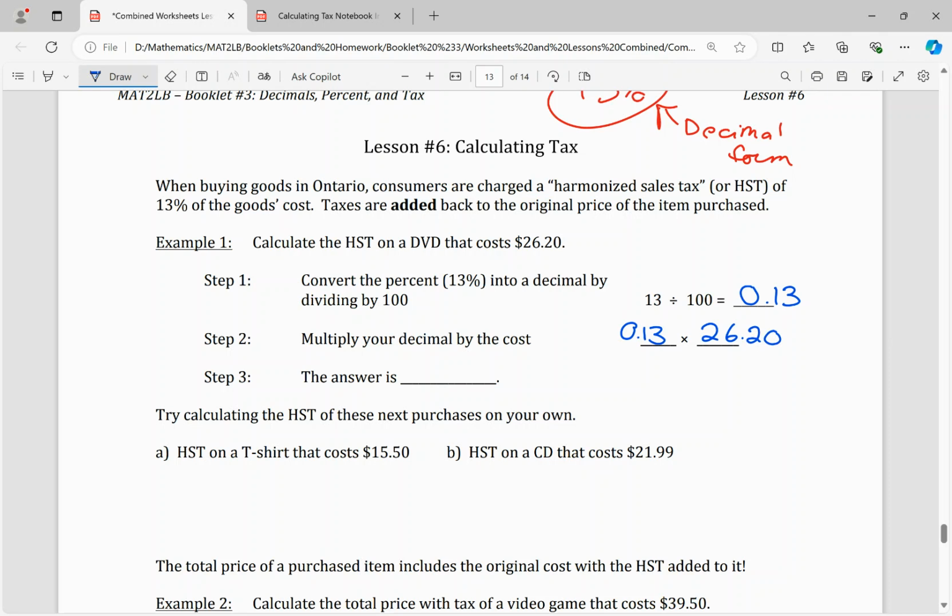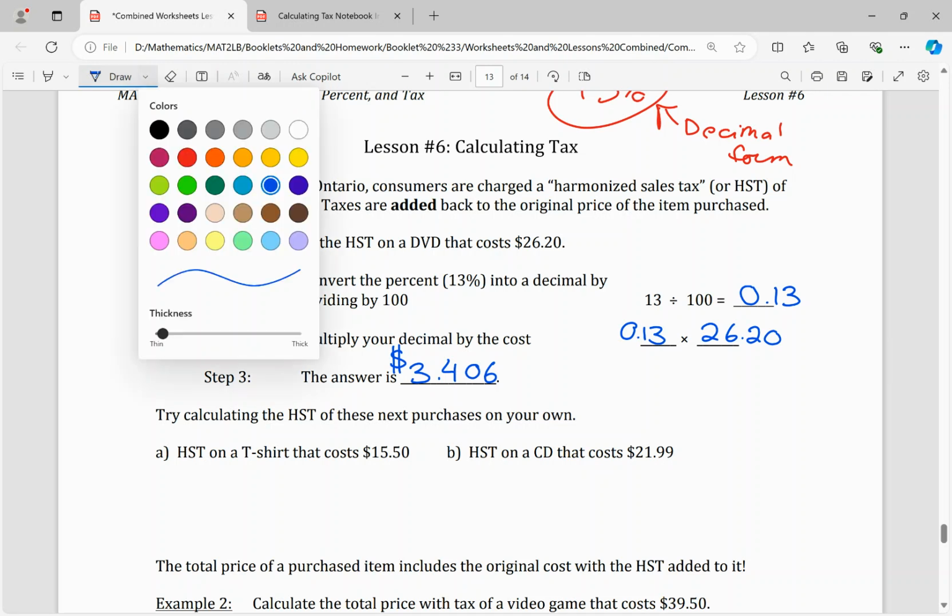26.20. And so let me pull up my calculator. 0.13 times 26.20 is equal to 3.406. Okay? Now, this is money. This is the extra money that we will be paying.